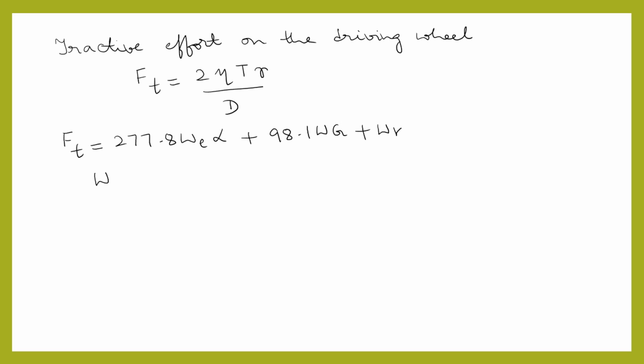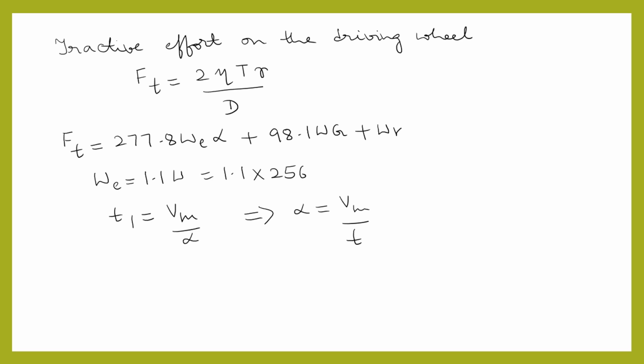We have We is equal to 1.1 times W, that is 1.1 times 256, and we have T1 equal to Vm by alpha, therefore alpha is Vm by T1, that is 40.25 by 20, that is 2.0125 km per hour per second.